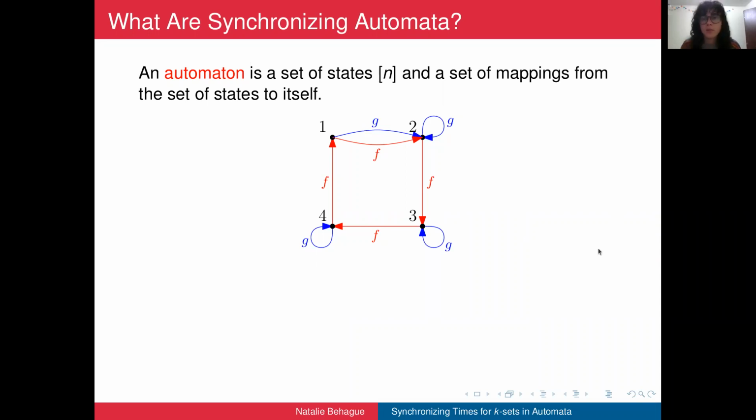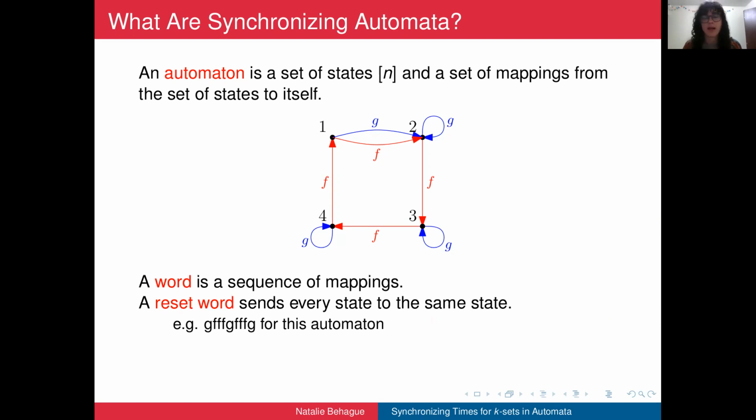And what we're going to care about in terms of automata are words, which are sequences of mappings and how they act on the set of states. So we're allowed to take sequences of the mappings and apply those to the sets of states, and we're interested in how those words act on the set of states. And in particular, we care about a reset word, which is a word that sends every state to the same state. So in this particular example, if you look at what the word G, F, F, F, G, F, F, F, G does, you can check that that will send every single state to the state 2.